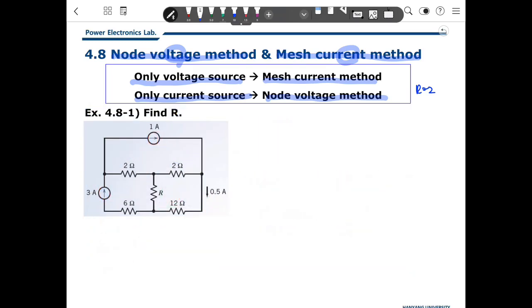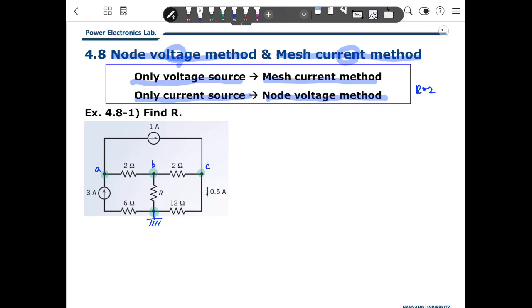So what should we do at first? Node voltage method. What should we do? We should define the reference. I mean, we define the node. How many nodes here? 1, 2, 3, and 4. There are 4 nodes. I choose that node as a reference here, and this is A, B, C.